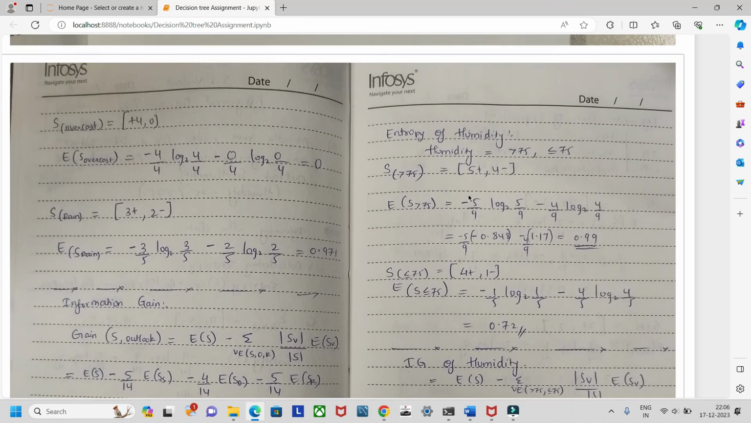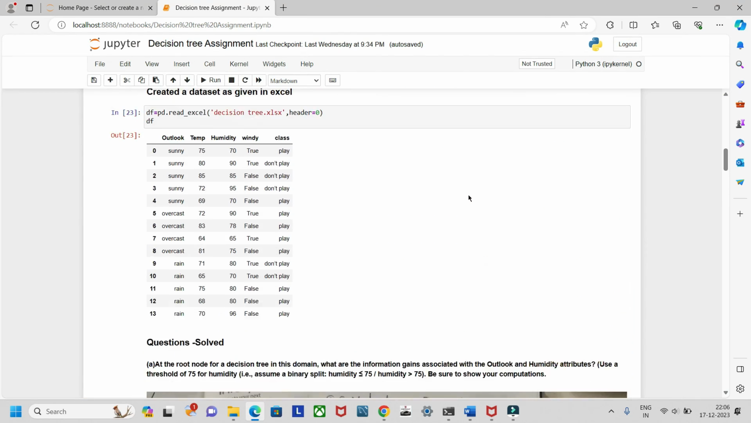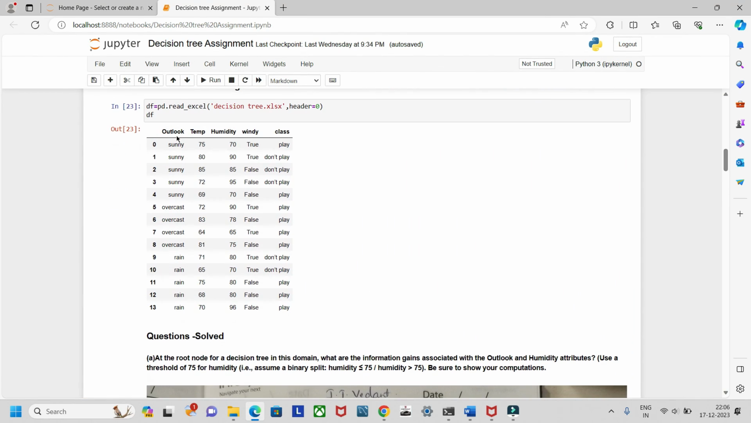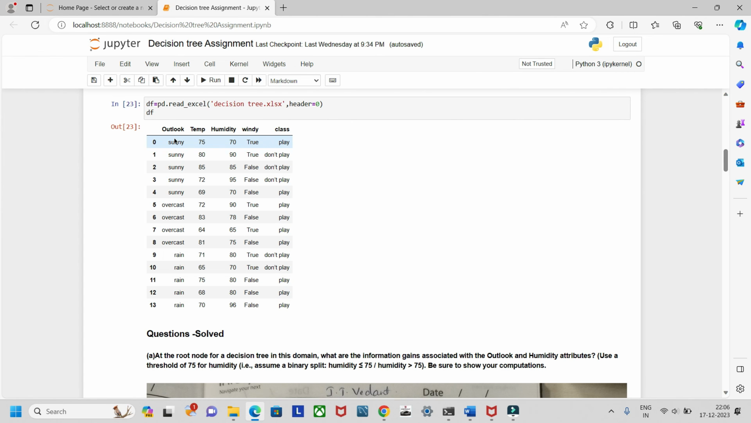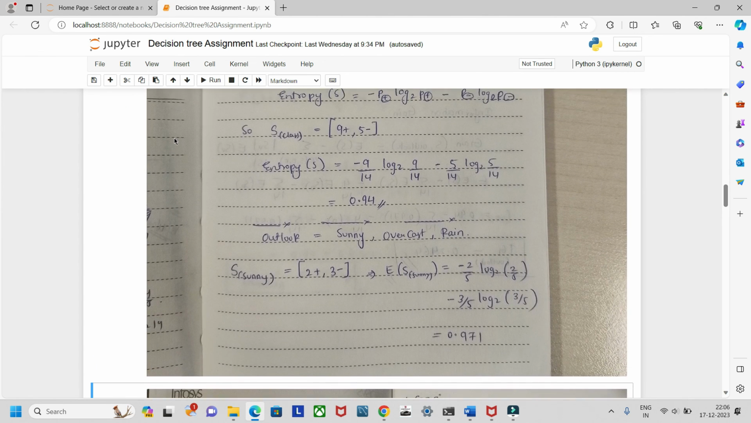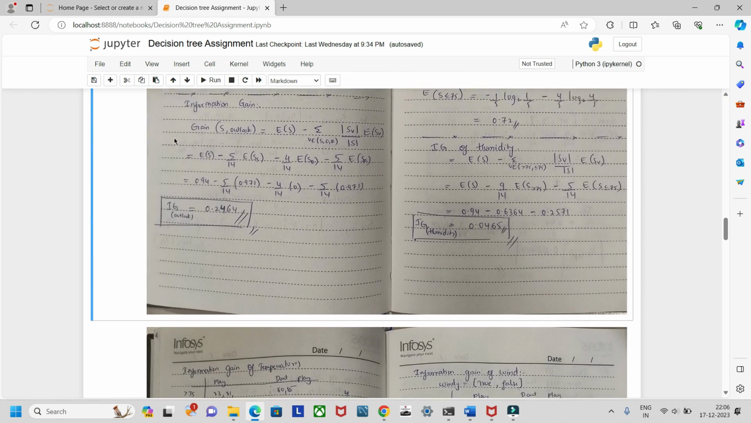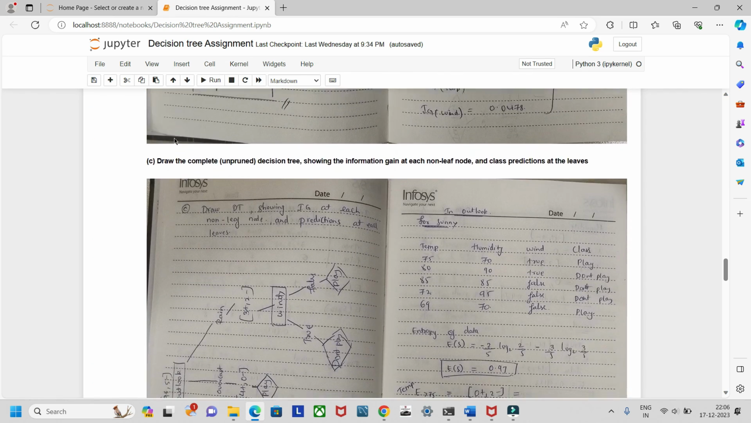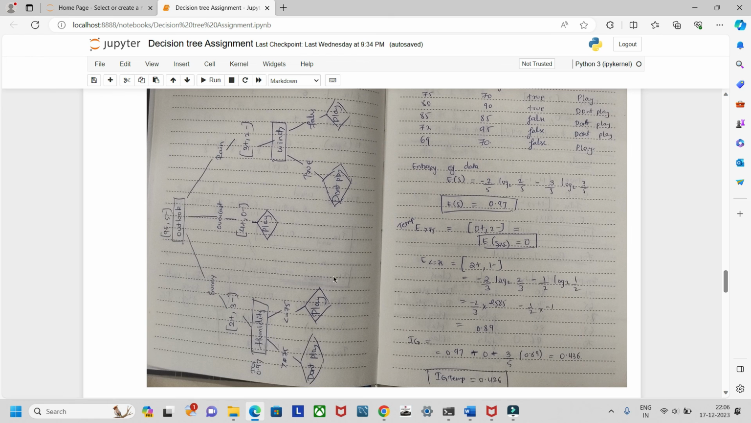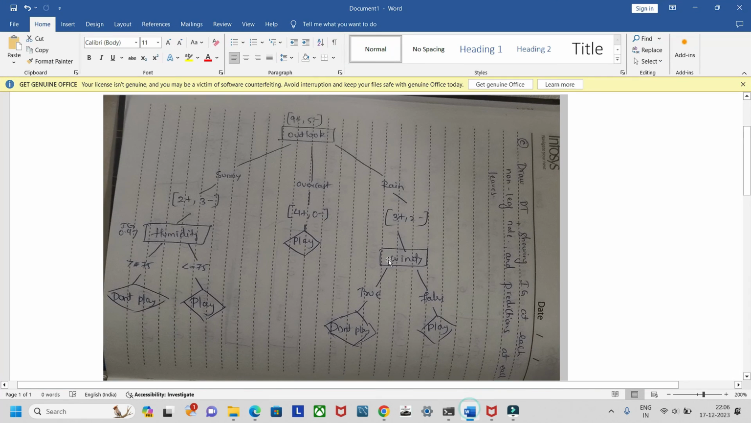So what happens here is we select outlook as the root node since the information gain is higher here, and based upon that we start plotting the decision tree. So here you can see, okay, it is tilted. Outlook is 9 plus 5, that is total occurrences, 9 positive, 5 negative.